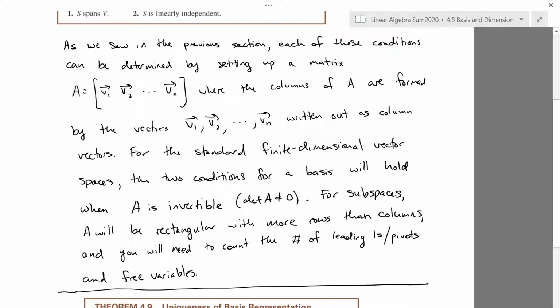However, for subspaces within the standard vector spaces, typically A will be a rectangular matrix with more rows than columns, and in that case you need to look at the row reduced echelon form to determine whether it's a basis or not.